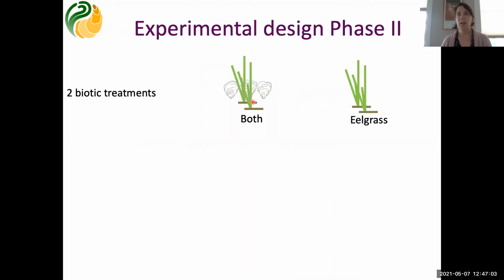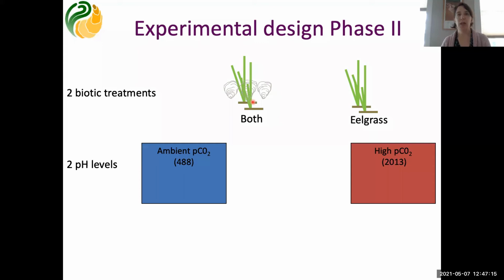We took a subset of these plants and oysters and did a second round with just 2 biotic treatments, the combined and the eelgrass alone. And we had an ambient and a high PCO2. And the main reason that these values are a little bit different is the temperatures were increased.